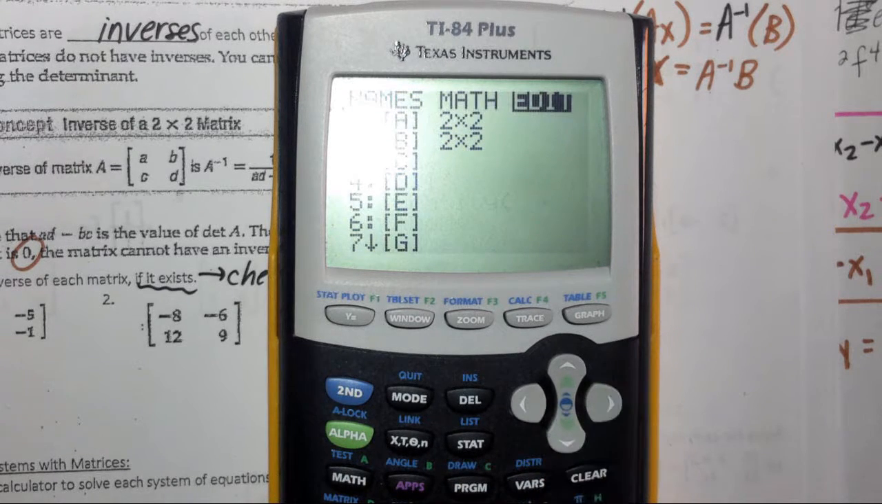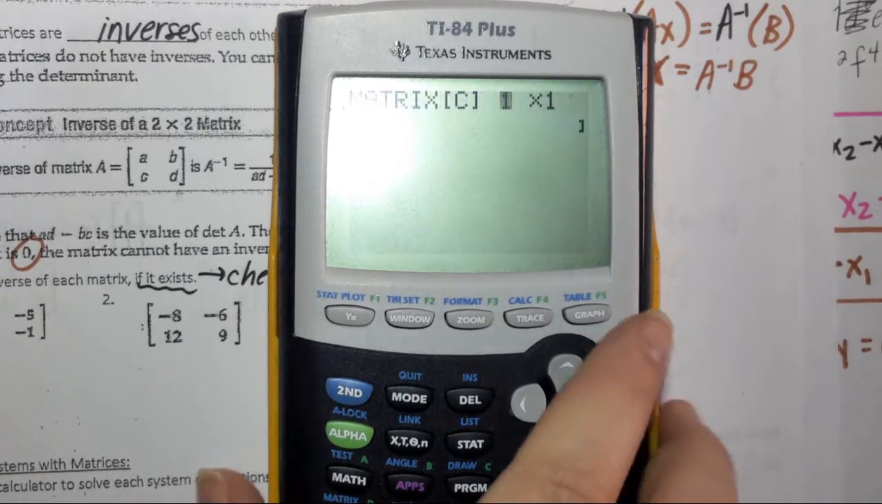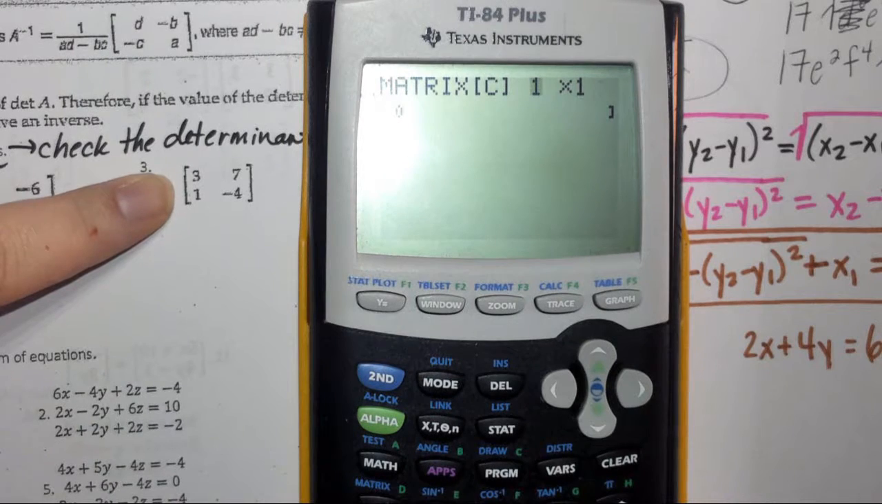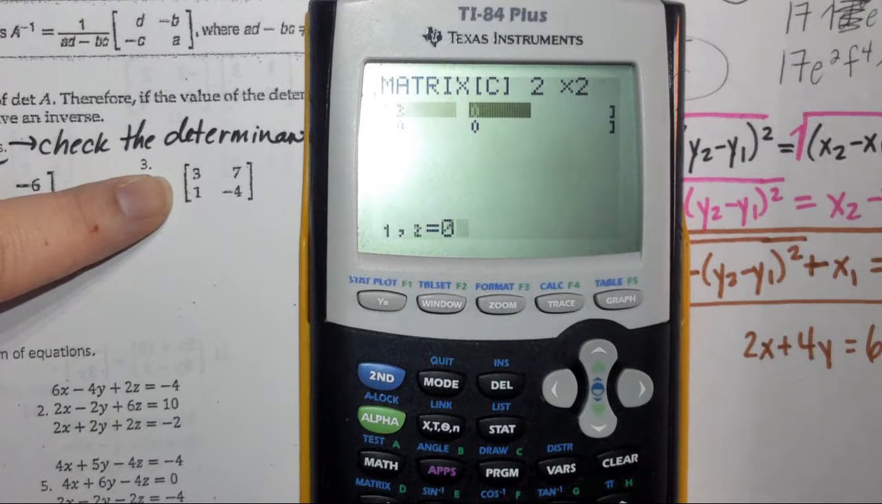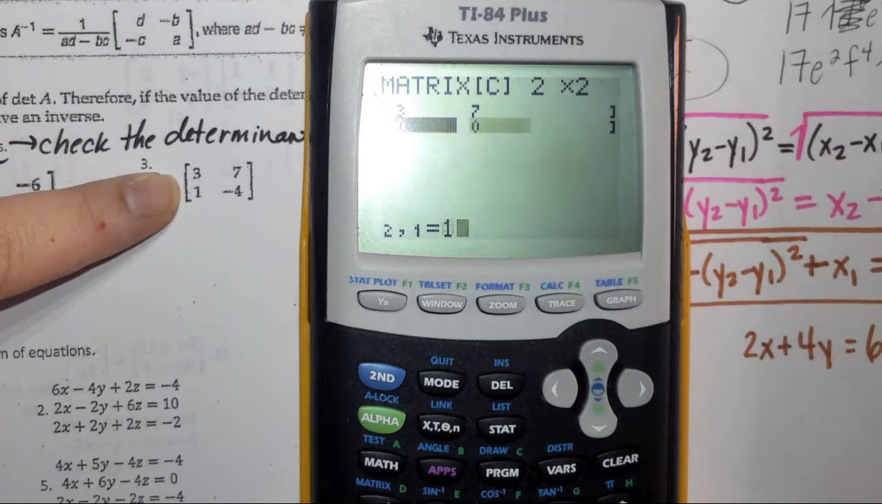So I'm going to go ahead and Gracie will catch up. She's smart. Let's go to second matrix. I'm going to edit C. I'm going to type in number 3. It's again a 2 by 2. I need 3, 7, 1, negative 4.